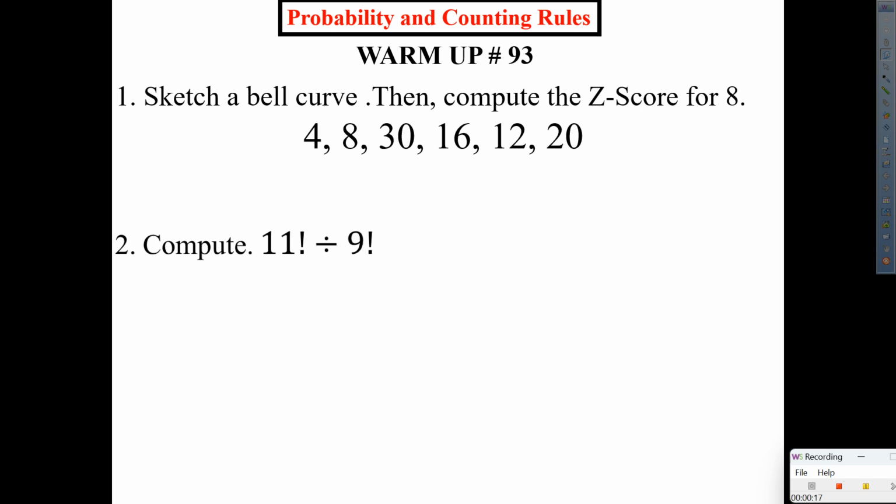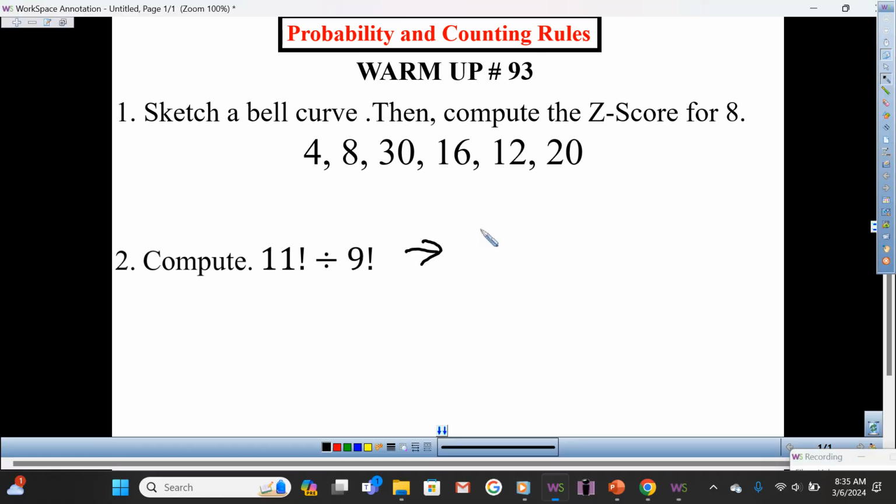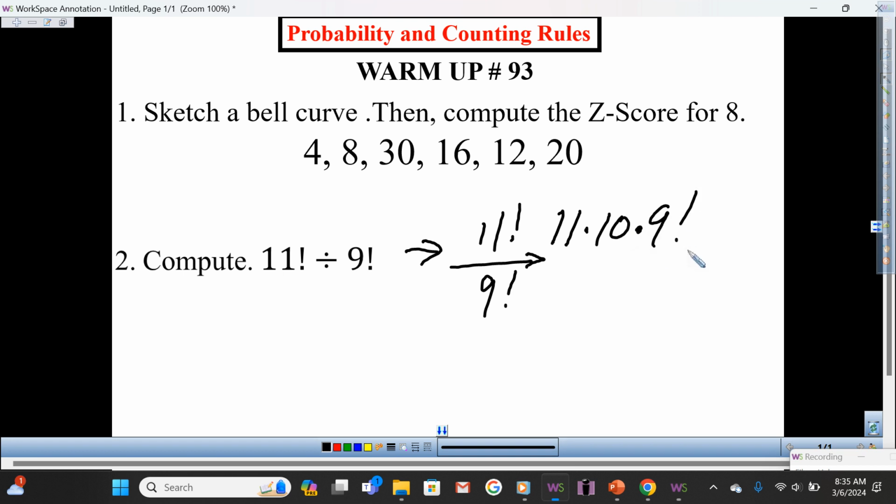Now, let me show you a little trick on that one. Look up to the screen. Watch. 11 factorial divided by 9 factorial is the same as 11 factorial divided by 9 factorial. Is that correct? So, question. Isn't 11 factorial 11 times 10 times 9, right? And 9 factorial is 9 times 8 and so on and so forth. So, can I write 11 times 10 times 9 factorial over 9 factorial? Yeah, because this becomes a 1. So what is 10 times 11? 110. Hands if you got that.